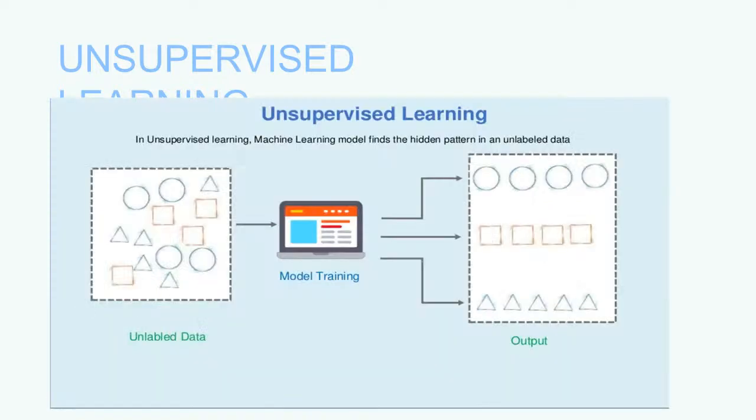Here also, the same example: unlabeled data is given, and it will put it into different kinds of groups like circle, and then square, and then triangle. How will it do that? Things with the same features go into one group, and other same features go into another group. Likewise, it will make groups.